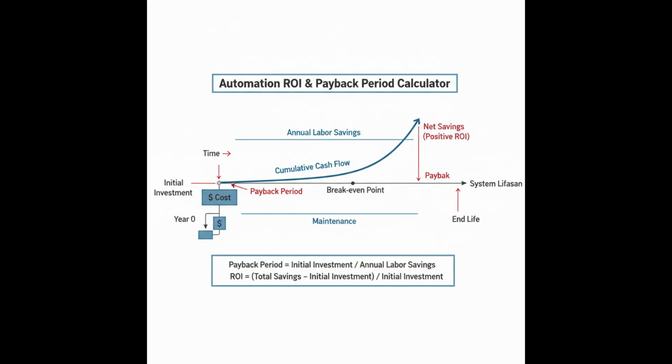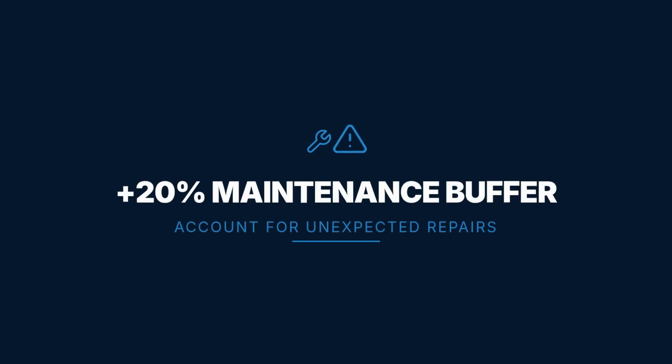Here's a critical insight. Many engineers underestimate maintenance costs. Always buffer your annual maintenance cost by 20% to account for unexpected repairs and downtime.